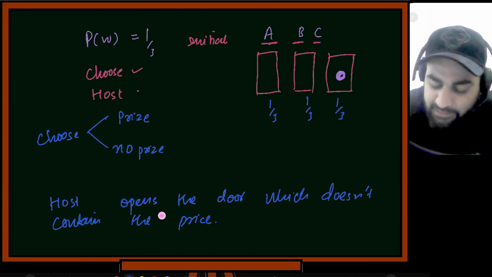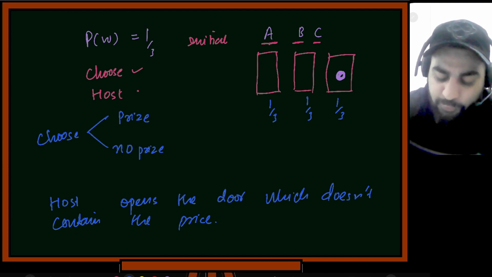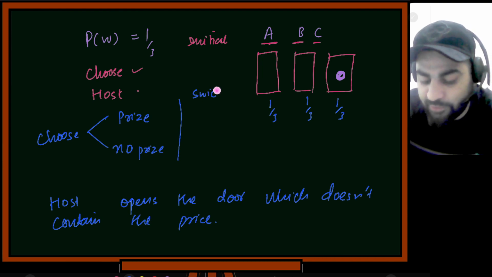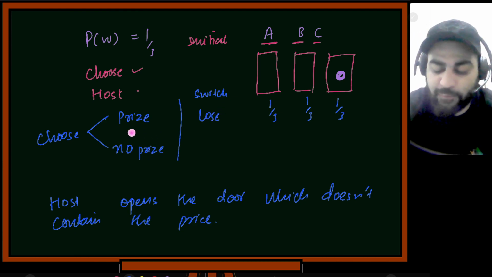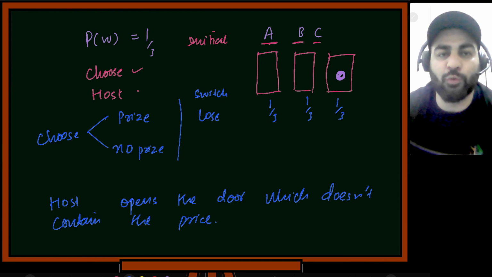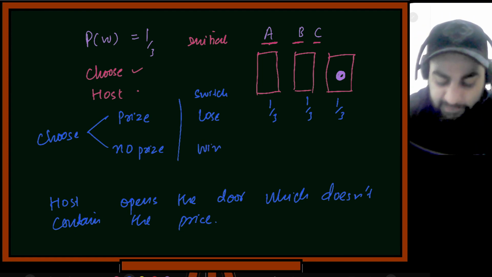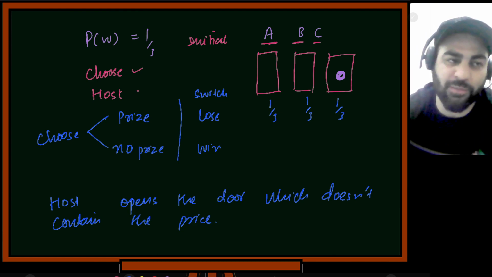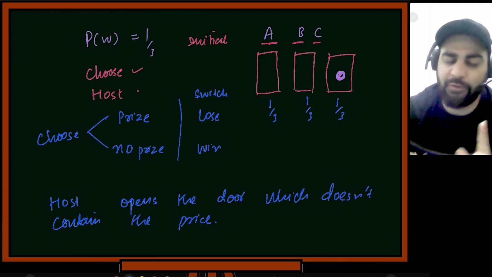And now because of this, the host gives you additional information. So if you chose the door which has the prize, and if you switched, you'll obviously lose. But if you chose, in the initial choice, the no-prize door, you'll win. How many of you understood this point? Because that's the whole crux. Yes, sir, got it. So what I'm saying is, there are two possibilities. You will choose a door where you have the prize, or you will choose a door in which you don't have the prize.